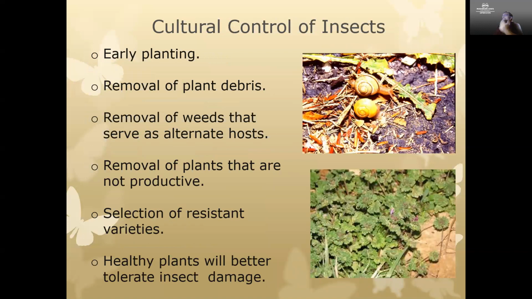In terms of cultural control, early planting is one way that we can avoid some problems with insects by not going too far into the season. Insect populations tend to build up naturally as we go through the year. So by planting early, we can go ahead and harvest, get out of our production by the time those insect populations get really high, and that can be an effective way to keep down problems with insects.